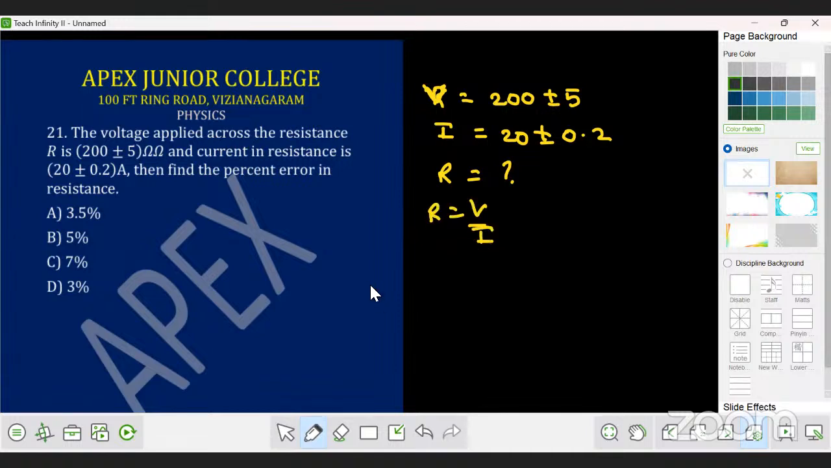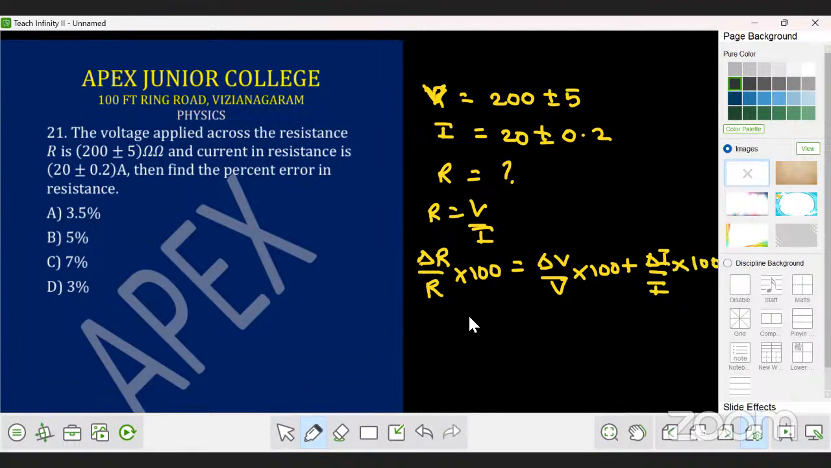In terms of percentage error, all of you know that delta R by R into 100 equals delta V by V into 100 plus, even though it is in the denominator, you have to take plus only in case of errors, delta I by I into 100. What is delta V by V? This is V and this is delta V. That is 5 by 200 into 100 plus 0.2 by 20 into 100.